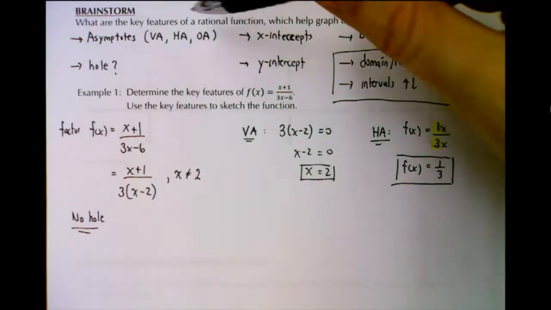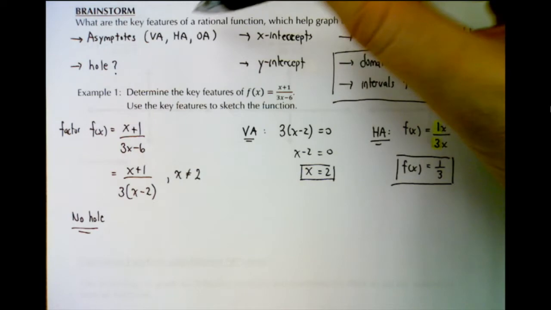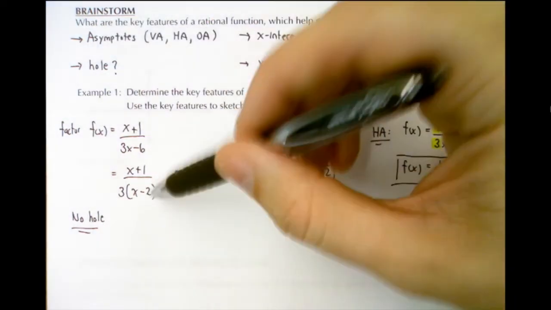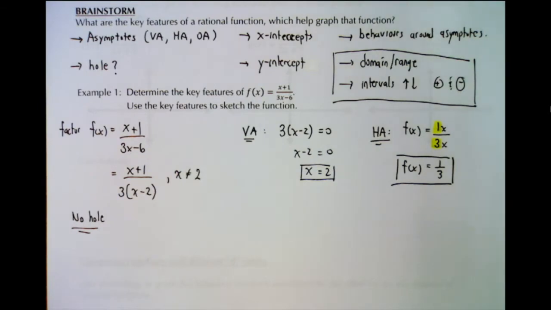So that takes care of asymptotes. We have a vertical, we have a horizontal, therefore we don't have an oblique. We didn't have any holes because we didn't have a term that divided out. That takes care of all of our discontinuities. Let's look at x-intercepts and y-intercepts, and then we'll look at our behaviors.